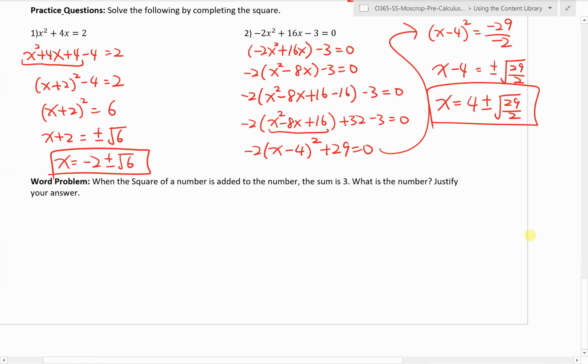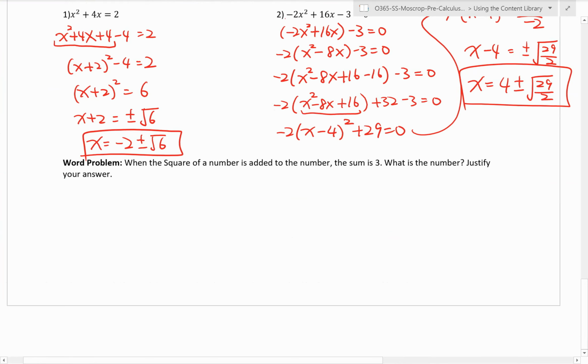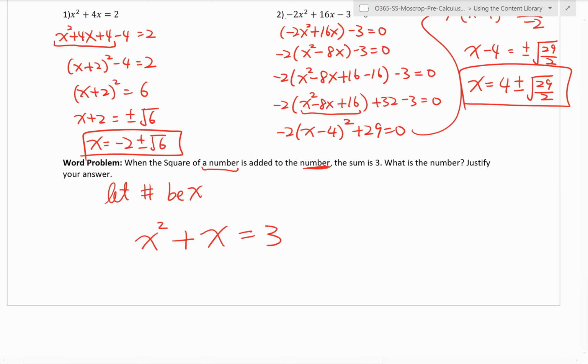Okay, last example I'm going to show you for this lesson. Here is the word problem. It says when the square of a number is added to the number, the sum is 3. Okay, this number is the unknown, so let the number be x. The square of a number means x squared, is added plus the number itself, so plus x. The sum is 3. What's the number? Now we just need to solve for x.